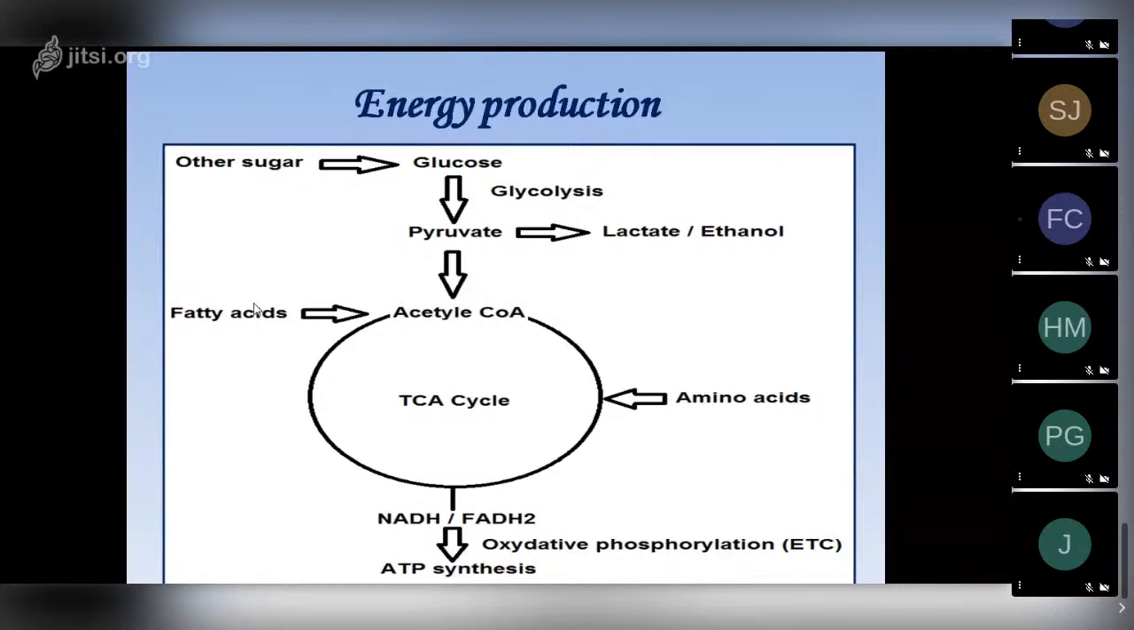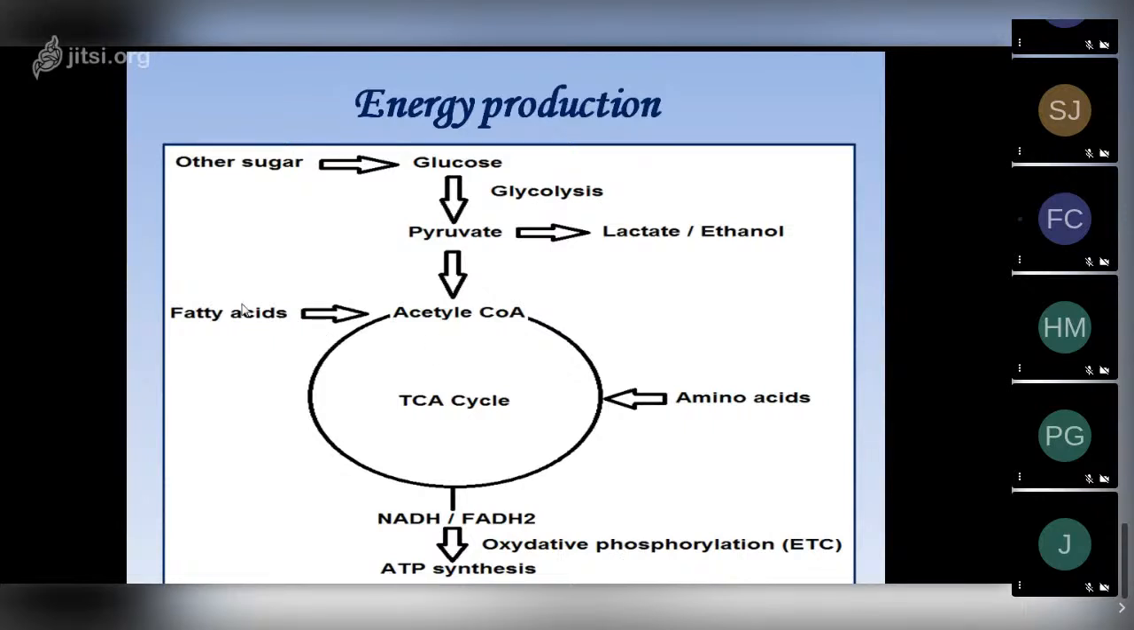Okay, so this is the central pathway for the energy production. All the sugar molecules will be converted into glucose, either glucose or later on any intermediate stage. The glucose will be converted into pyruvate by the pathway of glycolysis. Pyruvate will be converted into acetyl CoA. Acetyl CoA will enter the TCA cycle, and from the TCA cycle, NADH and FADH2 will be generated, and they will go for the oxidative phosphorylation for the synthesis of ATP.